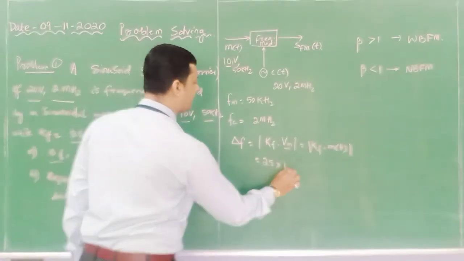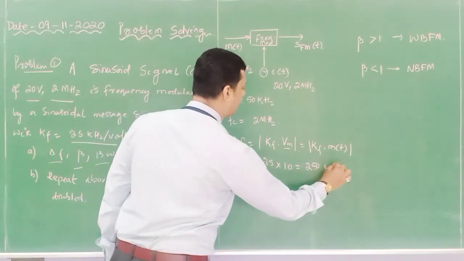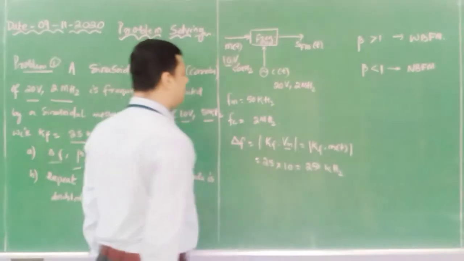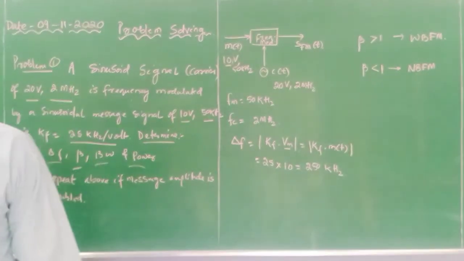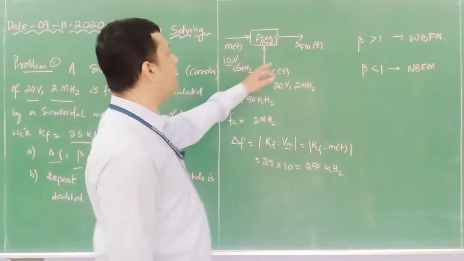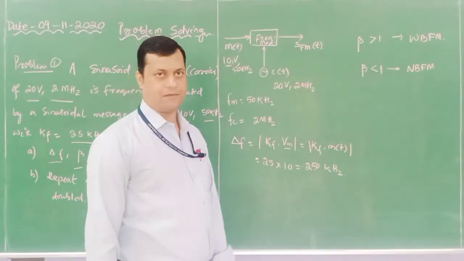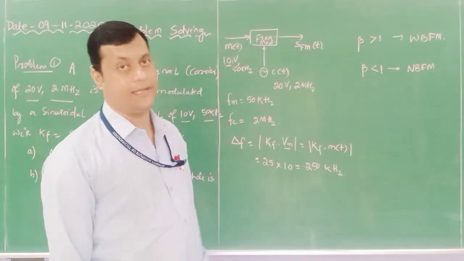Vm is 10, so that means it is 250 kilohertz. So this will be my frequency deviation. Now if del f is equal to this, then what will be our modulated signal frequency? Because with the help of that we can determine our modulation index.